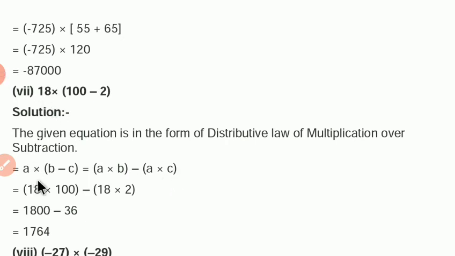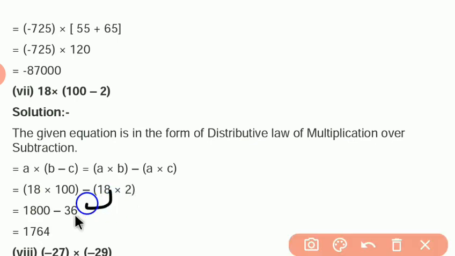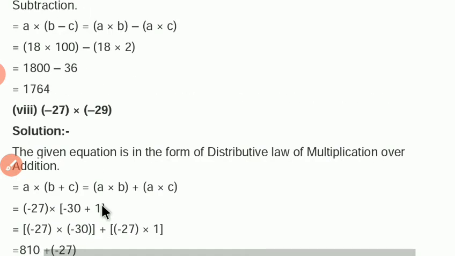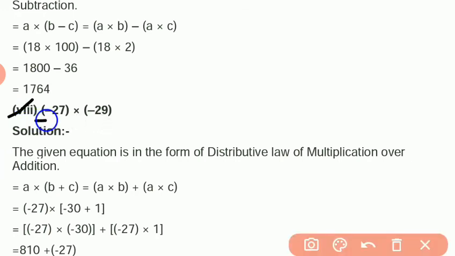So A value is 18, B is 100 and C is 2. So A into B means 18 into 100 minus A into C means 18 into 2. So 18 into 100, 1800 minus 18 into 2, 36. Now we'll subtract. So we'll get it as 1764. Next one, question number 8. Minus 27 into minus 29.